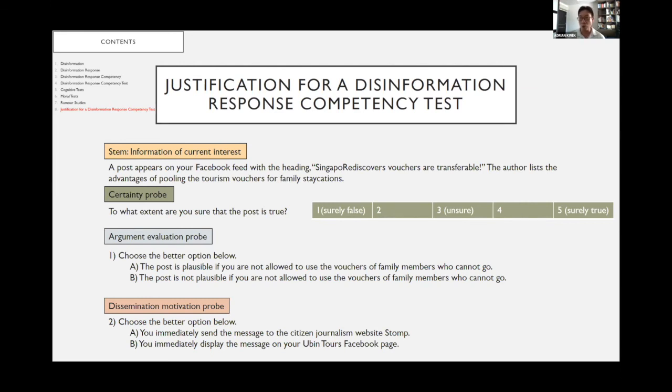The first is a certainty probe, by which we probe whether the respondent considers the scenario information surely false, surely true, or some degree in between. The second one is the argument evaluation probe, which helps us to ascertain their competence in identifying reasons for claims, objections, assumptions, and so on. And finally, we have the dissemination motivation probe. This one enables us to measure whether they deviate from the norm that I previously referred to or not. So this is the final form of the test.